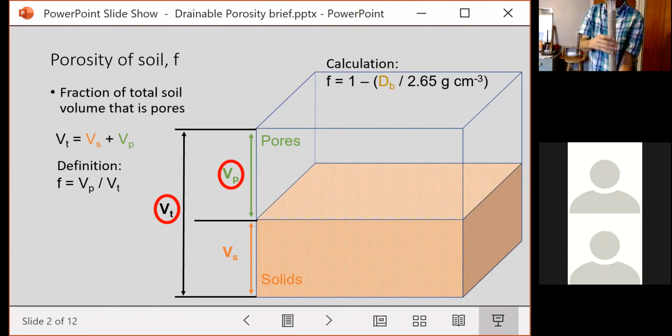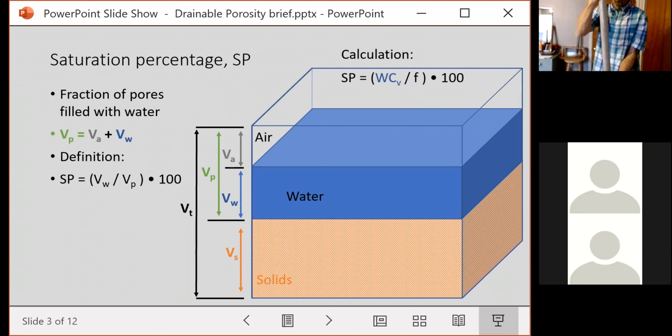Now, another concept that we talked about is saturation percentage. In that case, what we're asking about is how many of the pores in that soil are actually filled with water. And again, we had a way to estimate that, to calculate that. That's my definition, and then in order to calculate it, we used a different formula. But that tells me of all the pores in this soil, what percentage of them are filled with water. So with those two concepts, that gets us started on how to think about drainable porosity.